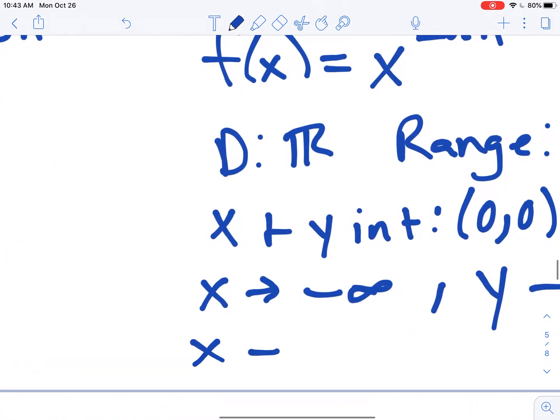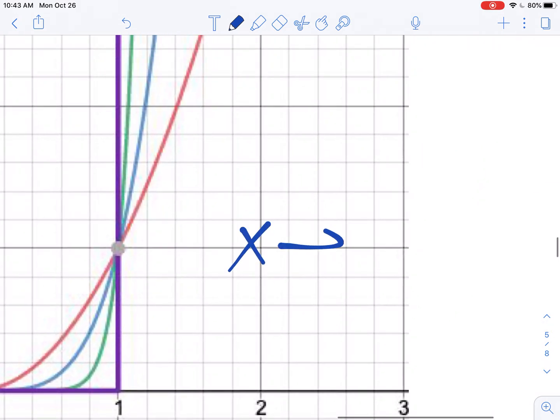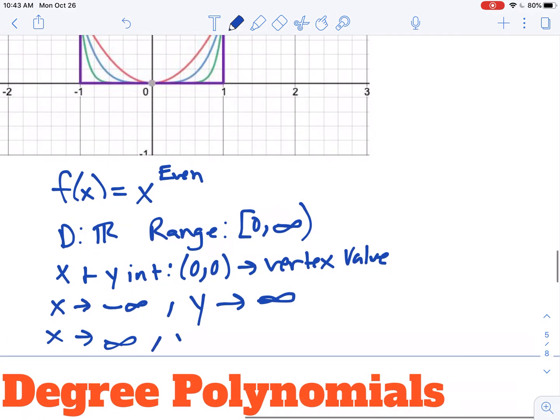As x approaches positive infinity, so as I have my x values move to the right, as my x values get larger and larger and larger, my y values continue going up. So my y values here also continue going to positive infinity.